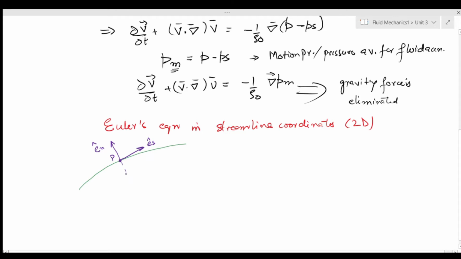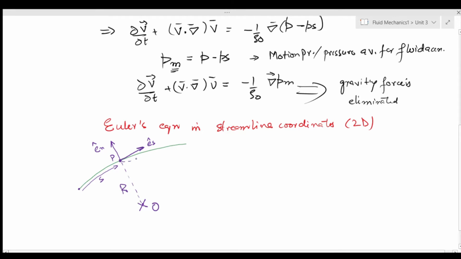This point P, this streamline actually has a radius R. If I am following this streamline, then the coordinate would be S. So let's say if it was an X, Y, Z coordinate system, then if I am moving along X-axis, my X value would change. If I am moving along Y-axis, my Y value would change. Here I am moving along a streamline, then this small s would change.